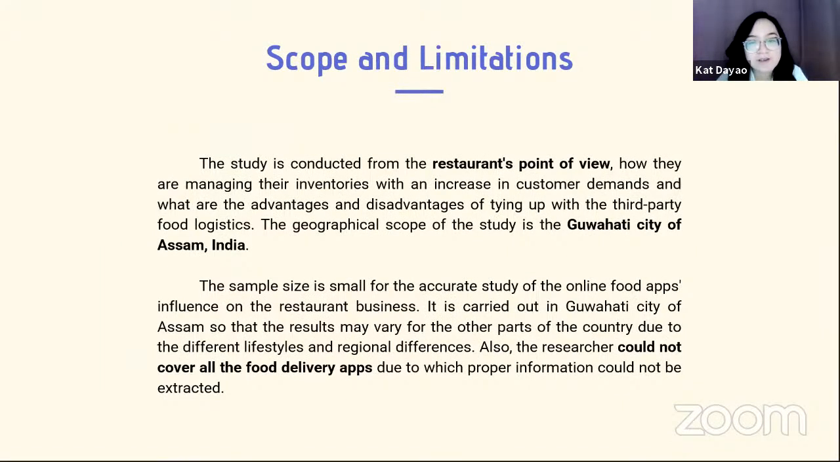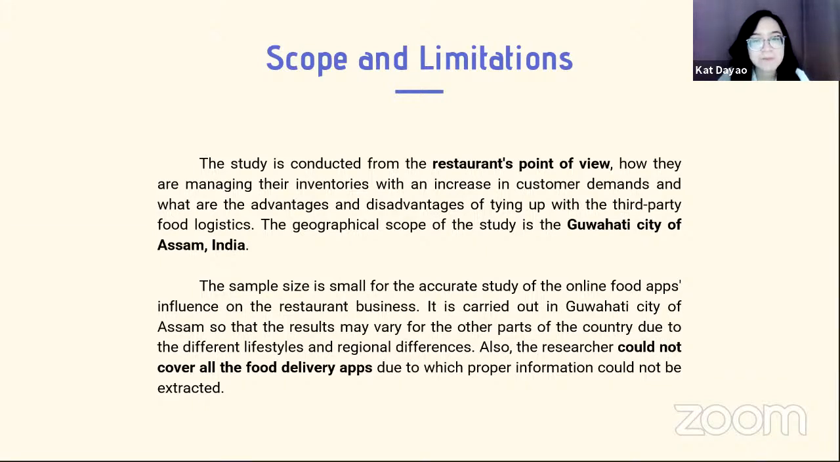The research is carried out to understand the impact of online food apps on the operations of the restaurant business. The study is conducted from the restaurant's point of view: how they are managing their inventories with an increase in customer demands, and what are the advantages and disadvantages of tying up with third-party food logistics. The geographical scope of the study is Guwahati city of Assam, India. The study will help new restaurateurs understand how they should manage their inventory in this era of online food delivery, and also evaluate the pros and cons to understand what aspects they need to focus on for fulfilling customer demands.